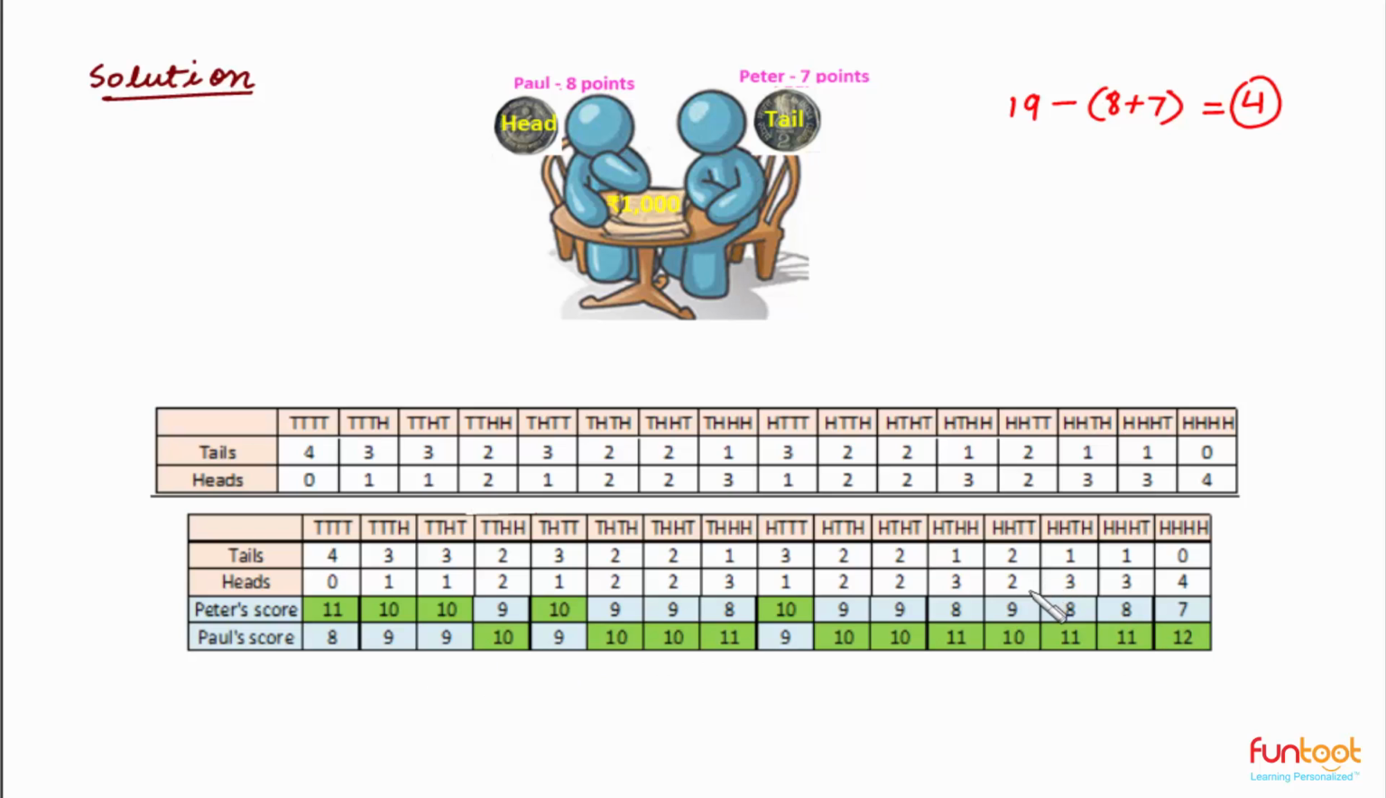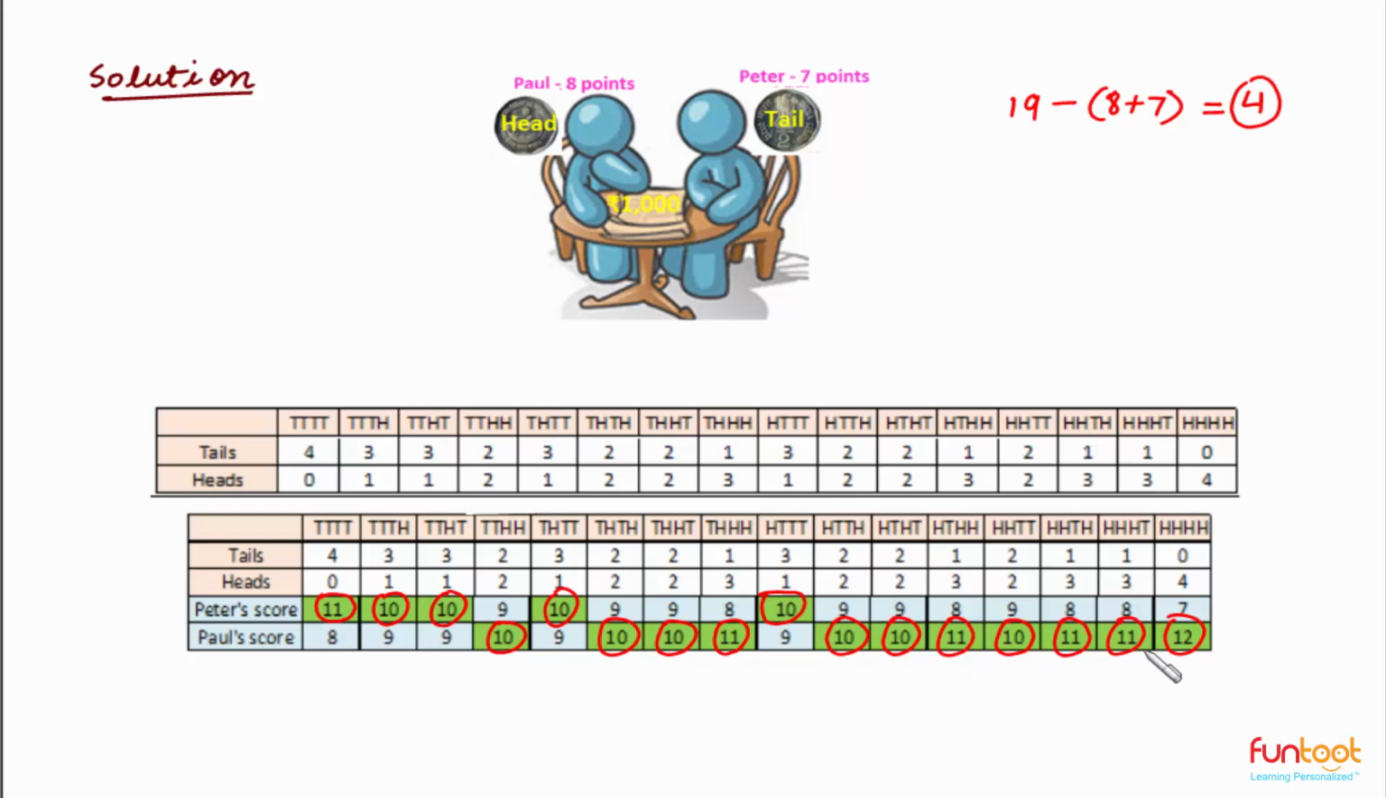We have to remember here that as soon as a player reaches 10 points, he wins the game and takes away all the prize money. This is the rule of the game given. So the conditions where Peter will be victorious will be this, this, this, this, and this. So here we have a total of 5 cases where Peter attains a score of 10 or more.